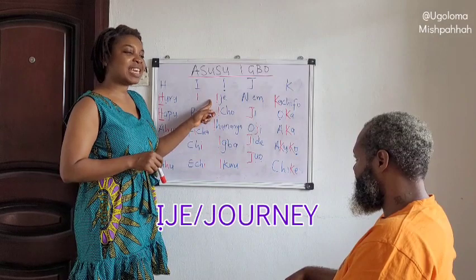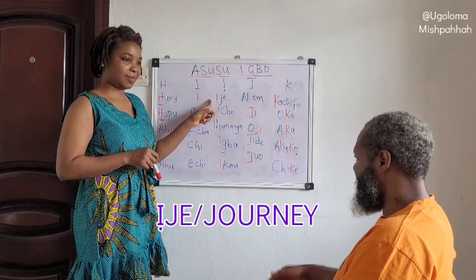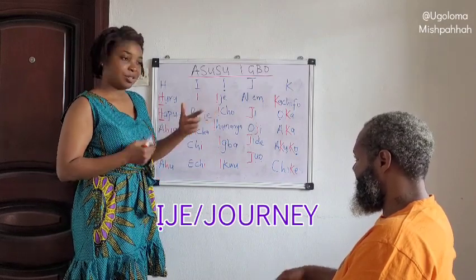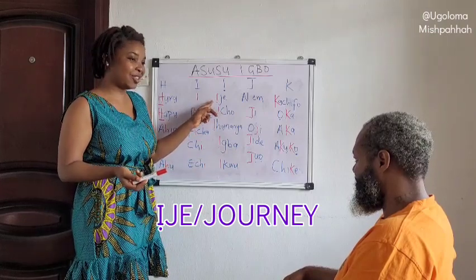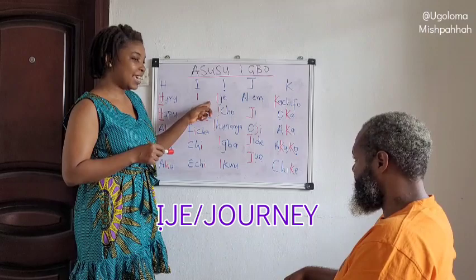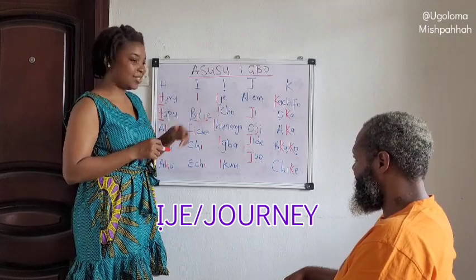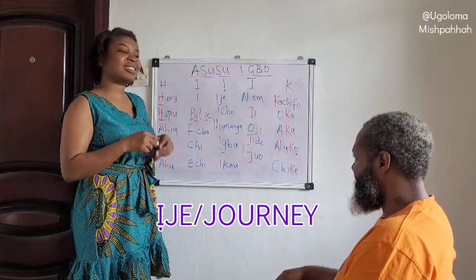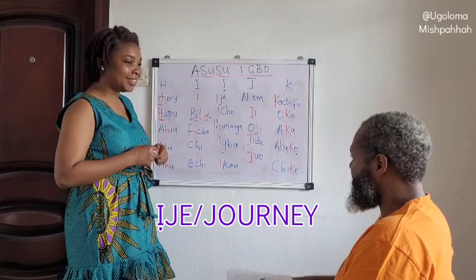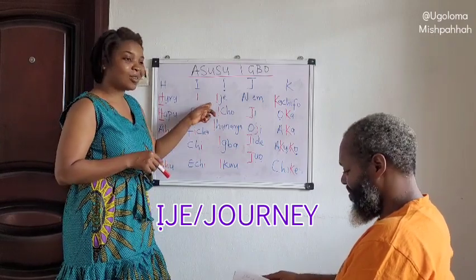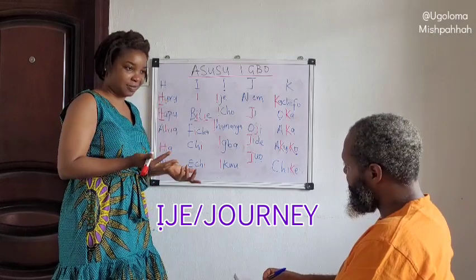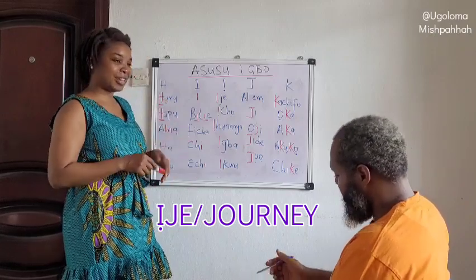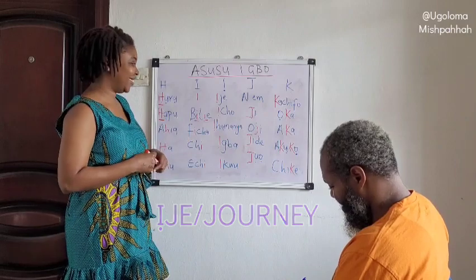Ije. So you can see now, E is not Ije. Ije is the half form of somebody's name, Ijoma. But it's called journey. Ije means journey. I have a friend whose name is Ijoma.